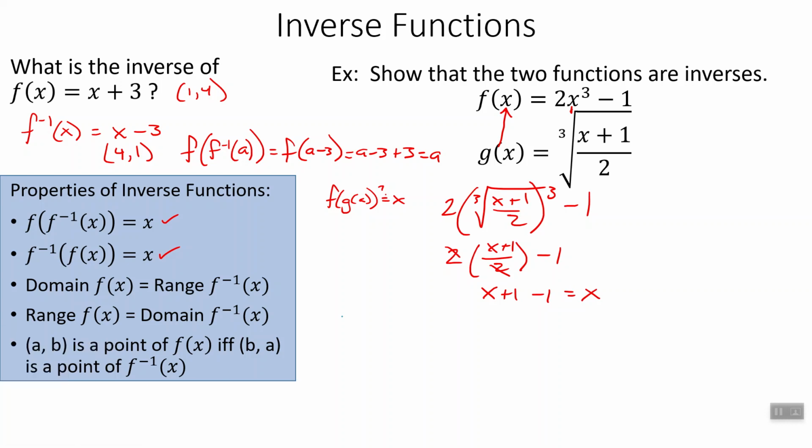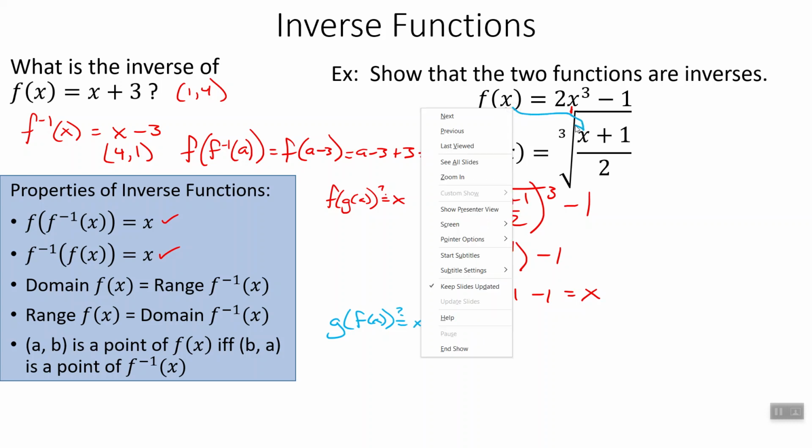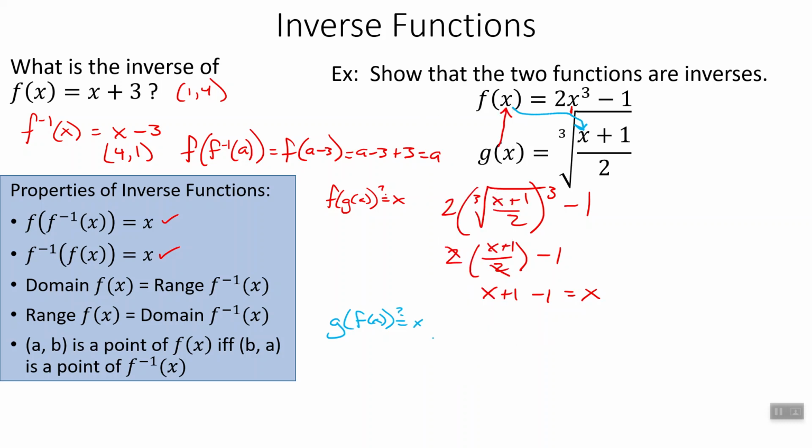All right, what if we were to do this the other way around? What if we did g of f of x? Did that equal x? So now we're going to take f, and we're going to plug it in here for x. All right, so if we plug that in there, we're going to get the cube root of, now instead of x, we're going to have 2x cubed minus 1 plus 1 over 2.